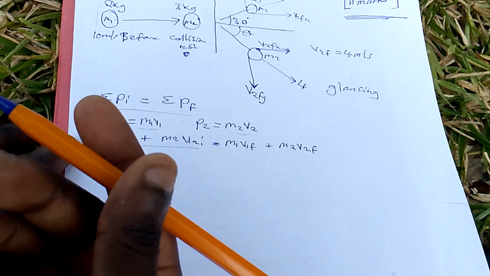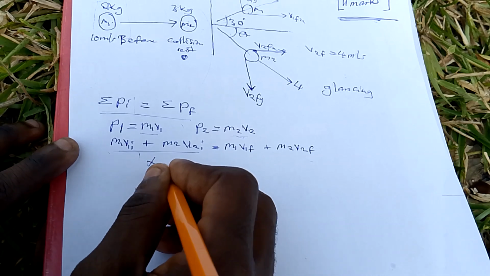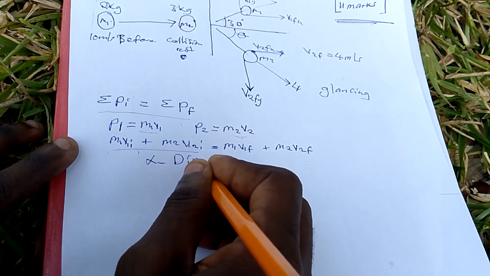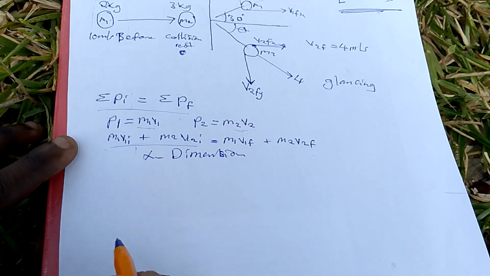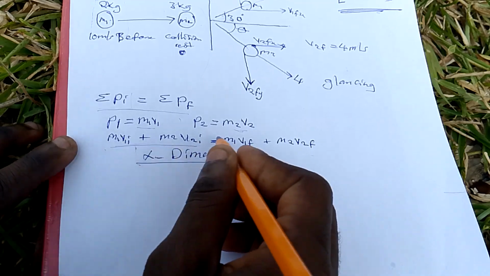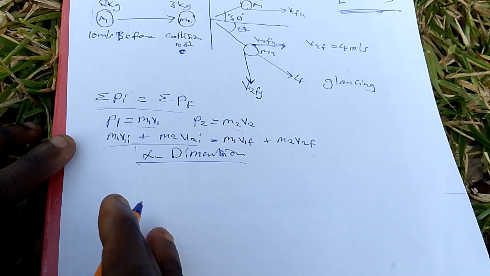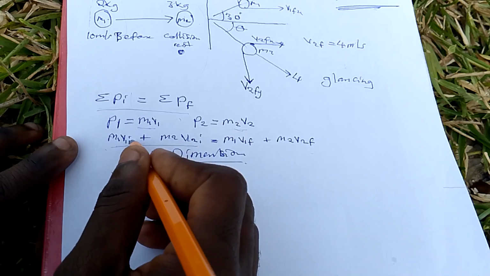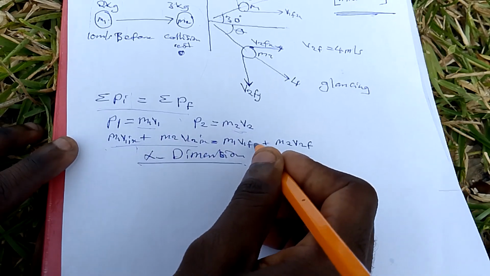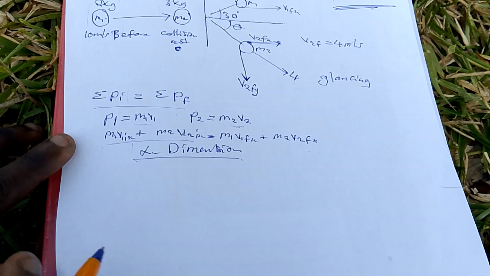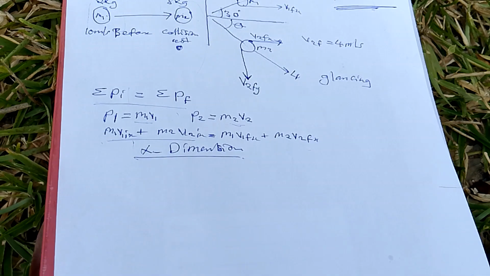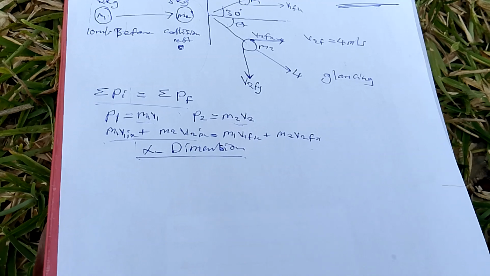Now the same law that we have written here, we are going to resolve into two components: the x dimension and the y dimension. So let's find the momentum in the x direction. Here we're just going to add x to show that we are now looking at momentum in the x direction.